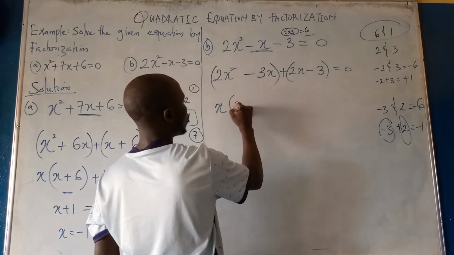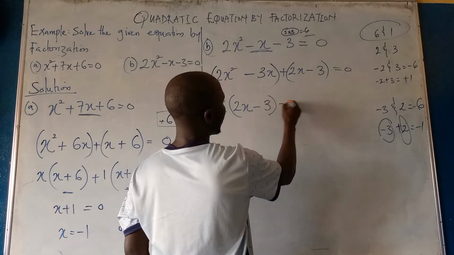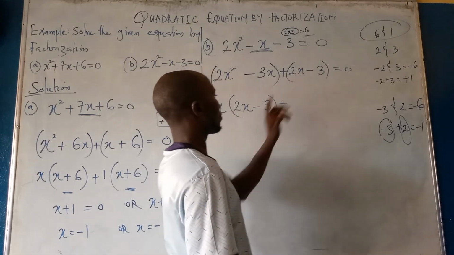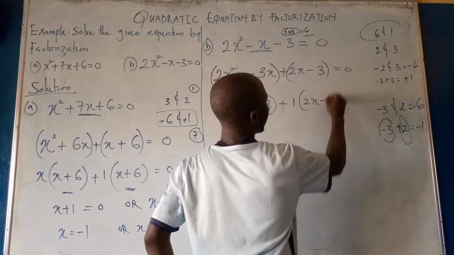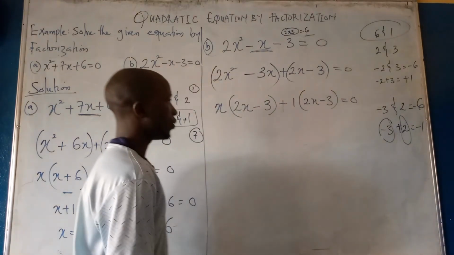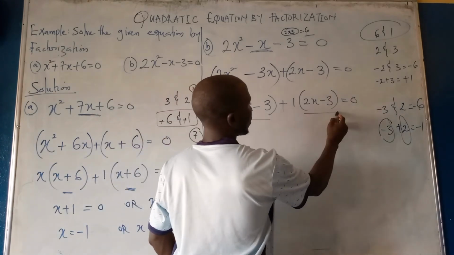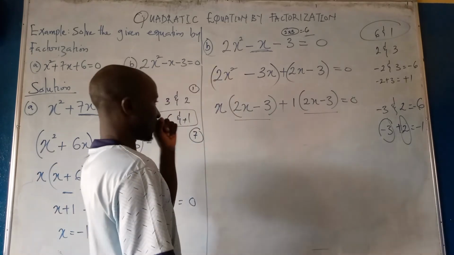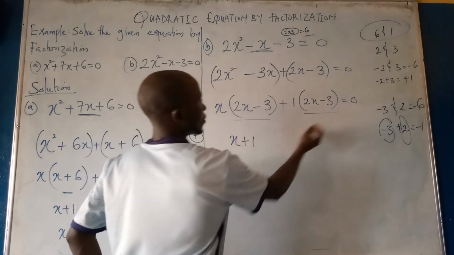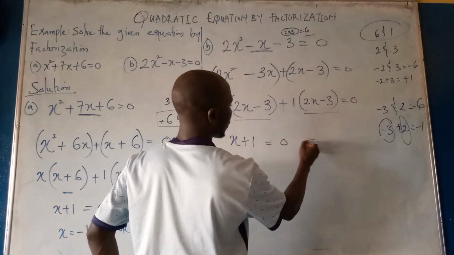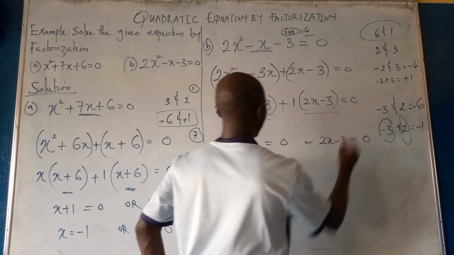So it will be x times 2x minus 3, plus, what is common to these two? That is 1. Factorize 1 into the bracket, 2x minus 3, equals 0. Now, if you look at what we have here, 2x minus 3 is exactly what we have here, 2x minus 3. So, the outer value, which is x plus 1, equals 0, or 2x minus 3 equals 0.